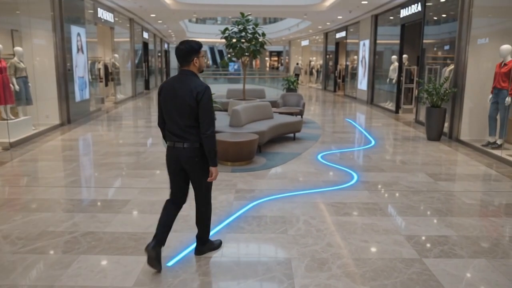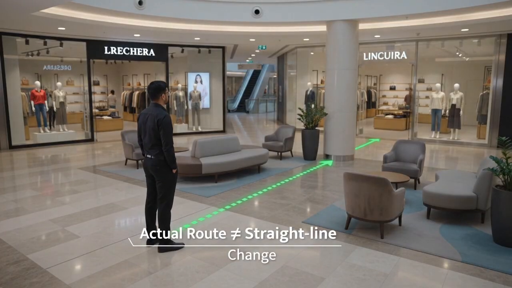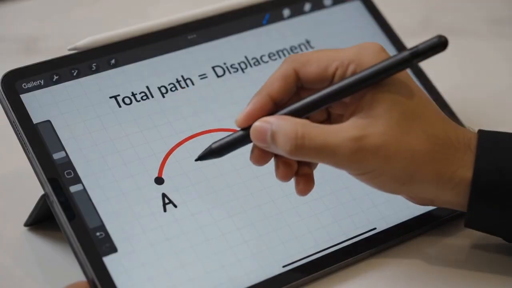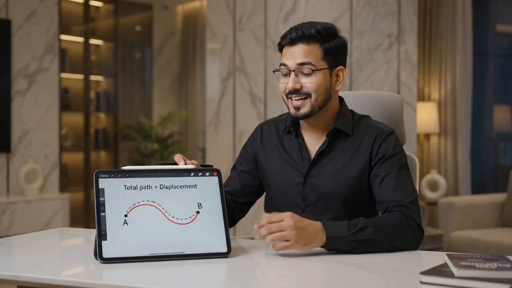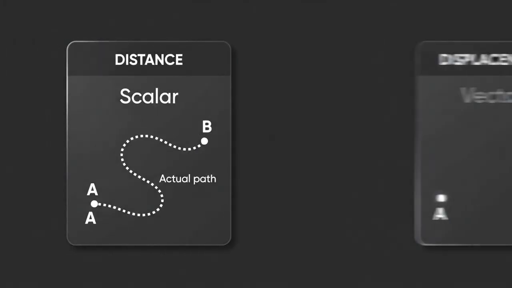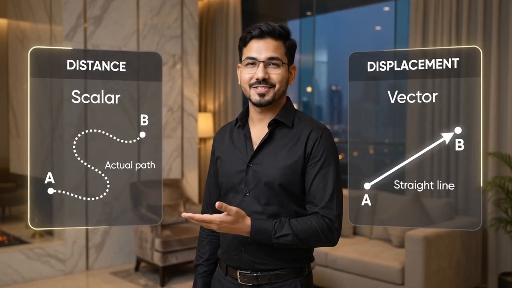In real life, you may walk along roads and corridors, but displacement only considers your starting and final positions. A common mistake is to use the total path as displacement. Remember, displacement uses the straight line change in position. Distance is scalar and follows the actual path. Displacement is vector and connects the initial and final positions.